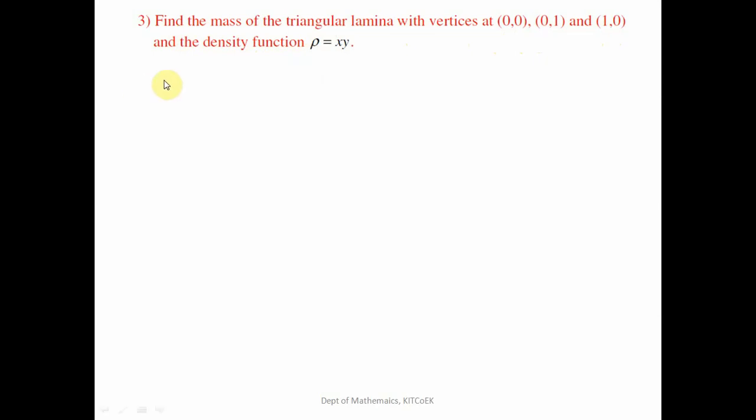Now in the previous two examples, the curves which were bounding the region R, or the lamina R, were already defined, whereas in this example, without giving the equations of the boundary curves, we are just given its vertices, and the region is the triangle whose vertices are (0, 0), (0, 1) and (1, 0). So we will need to draw the rough sketch of that region first.